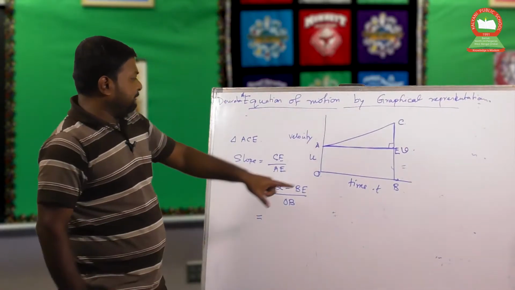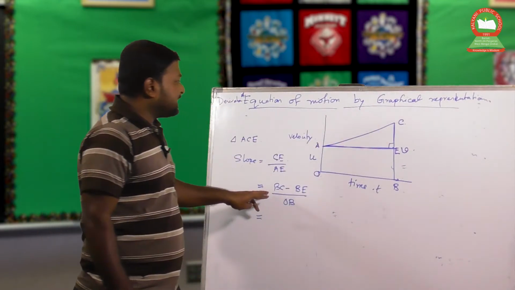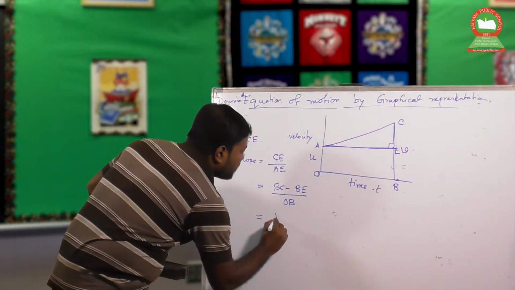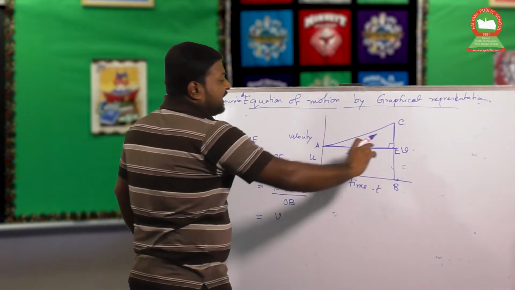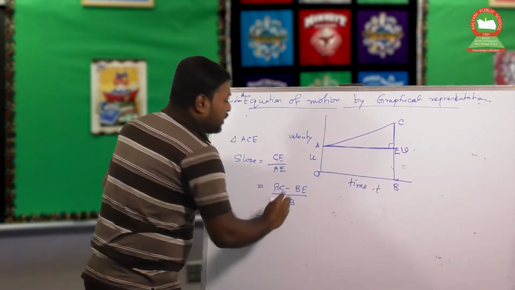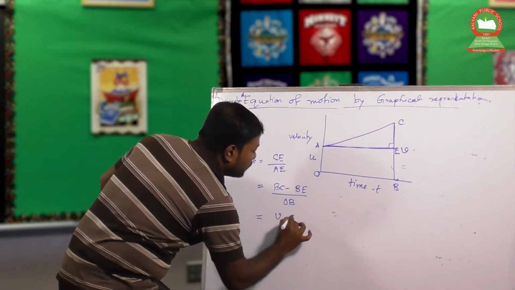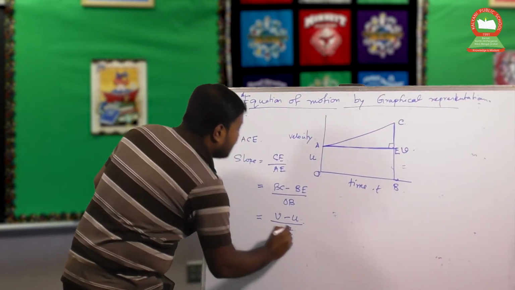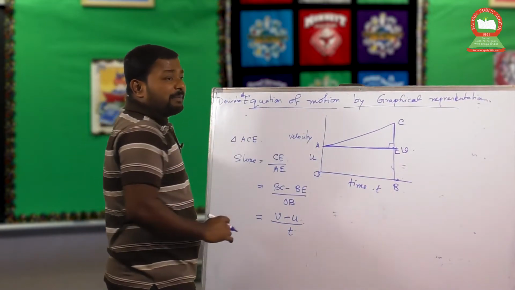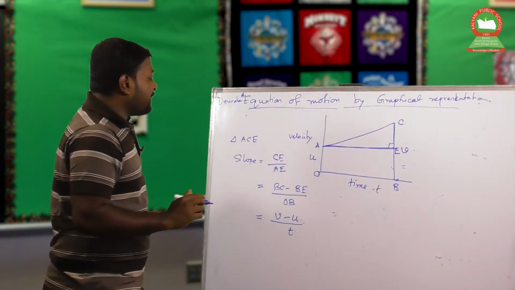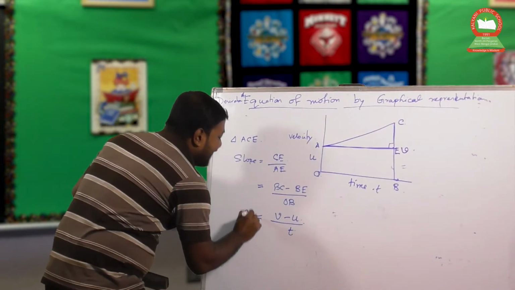Now BC, this BC is VC, which is nothing but V, the final velocity. BE is nothing but OA because these two distances are the same. So OA is nothing but U, so V minus U, and OB is nothing but T. And previously we know that the slope of the velocity time graph gives you the amount of acceleration, so slope is A.